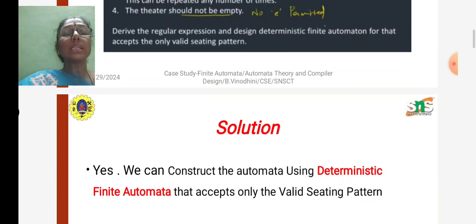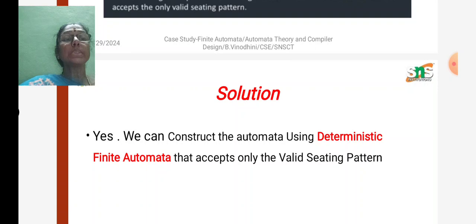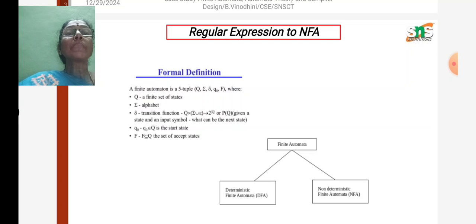So the solution is, yes, we can construct a deterministic finite automata that accepts only the valid seating pattern. Before going into construction, first let us see what a finite automata is. The finite automata is a 5-tuple: Q, sigma, delta (the transition), q naught, and F. Q is a finite set of states, sigma is the set of alphabets, and the transition goes from one state to another state. Q naught is the starting state, and F is the set of final states. This is the finite automata formal definition.